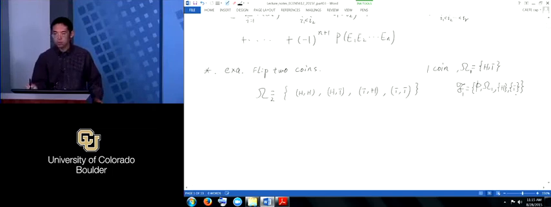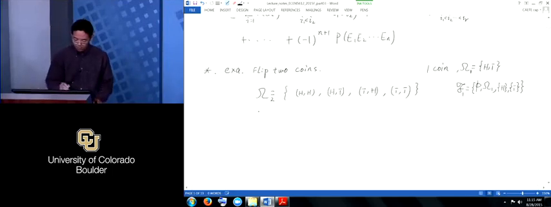Is this a sigma algebra? What do you need to check whether this is a sigma algebra? The sample space is in it, closed under complement. This guy's complement is this, this guy's complement is this, and this guy's complement. And closed under union, right? So the union of any of these guys is over here. Union of H and T is omega, right? So this is a sigma algebra.